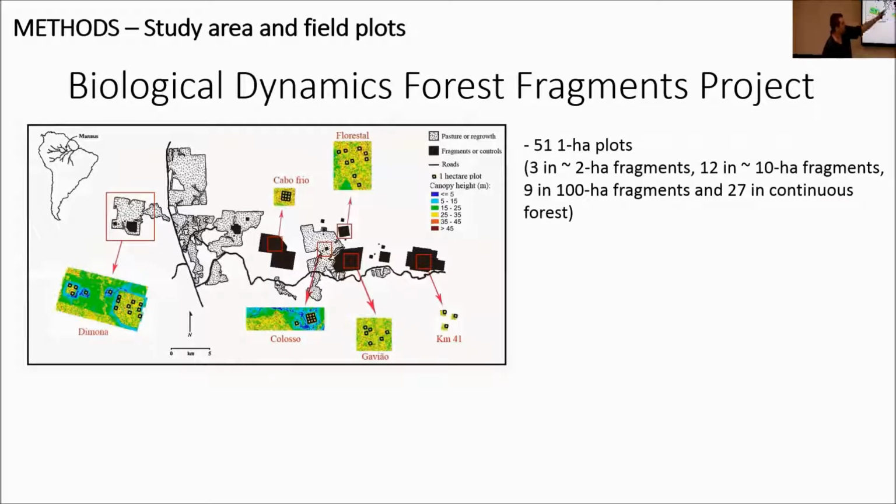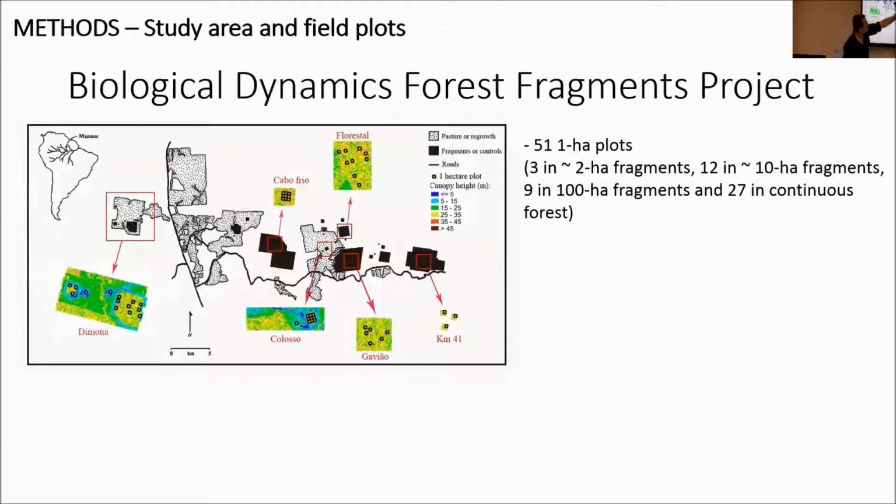But basically, we have 51 1-hectare plots with field collection. These small black squares are the plots of 1 hectare. And 3 of these are 1-hectare fragments, this one and this one. This picture is the canopy height model, okay? It's the height of the trees. The blue is basically the soil, and the red is the huge canopy trees.